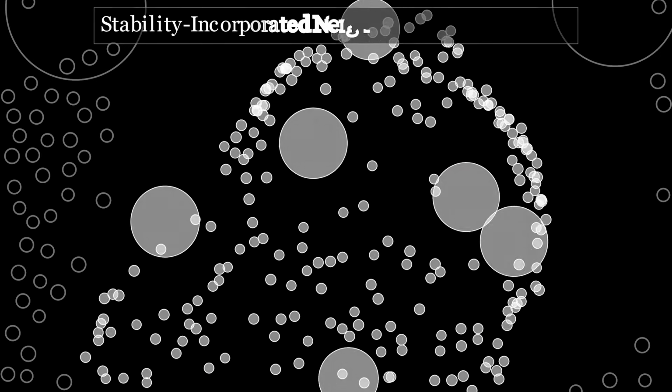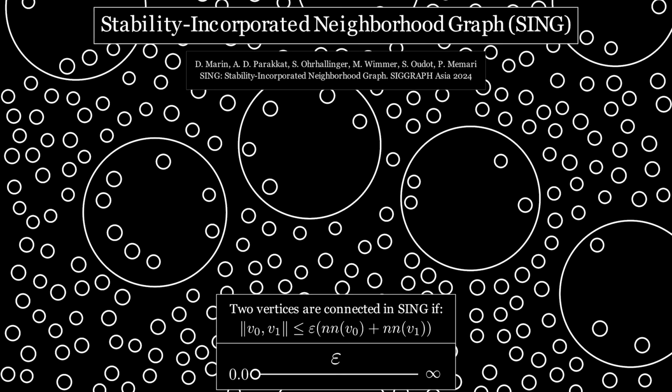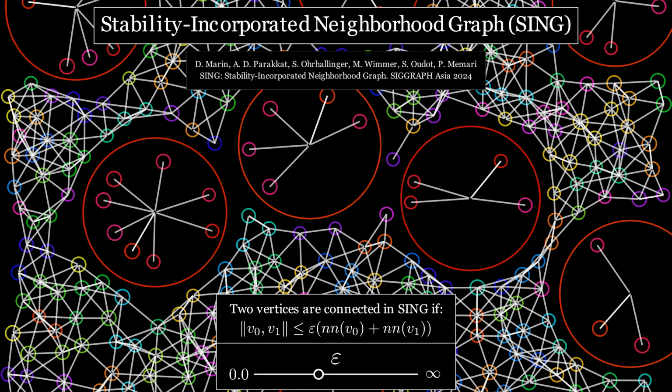Lastly, we introduce a new proximity graph, the Stability Incorporated Neighborhood Graph, or SING. By extending the spheres of influence graph to a more flexible definition, we obtain a noise-robust structure that takes local density into account. This allows us to use topological data analysis to find meaningful clusters, while only requiring a distance semi-metric defined on the given data.